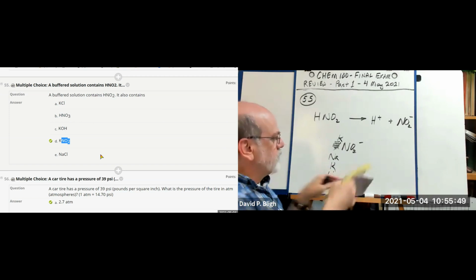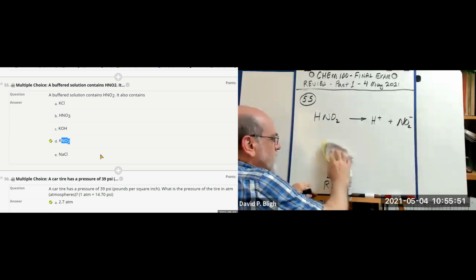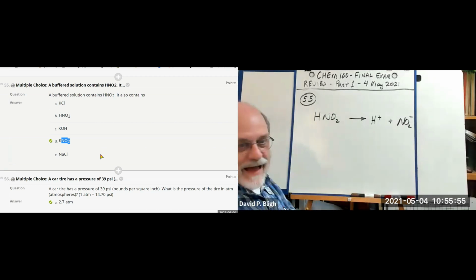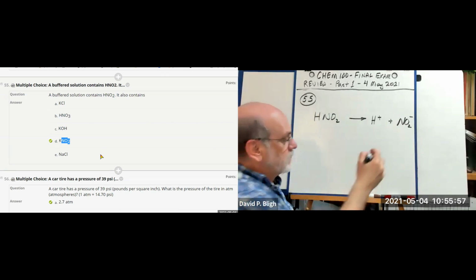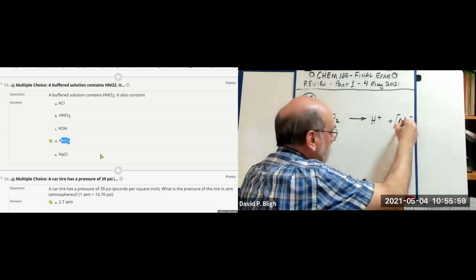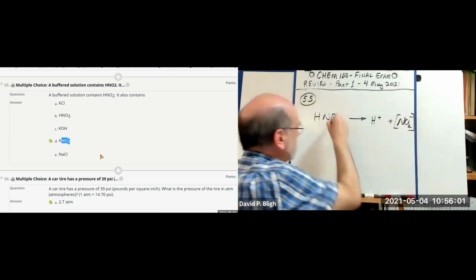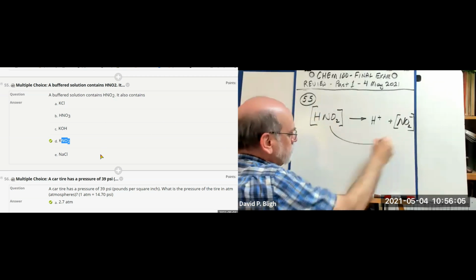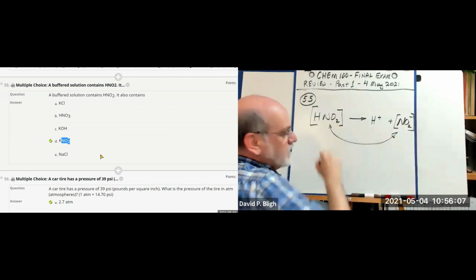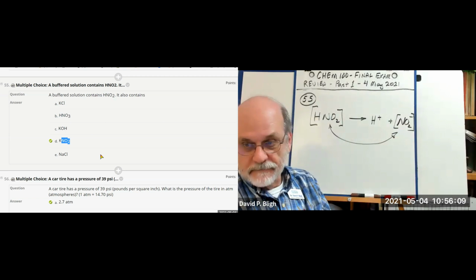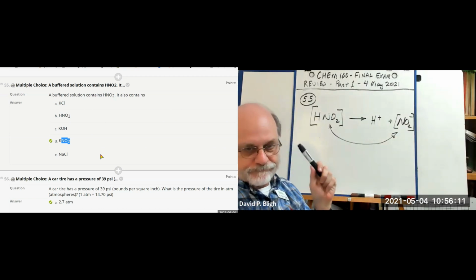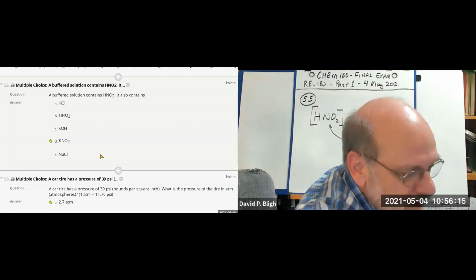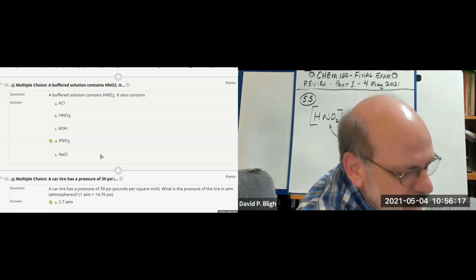So also, you remember what I said about the ideal buffer? The ideal buffer is where this one is equal to that one in concentration. Okay, that was 55. I'm going to skip this one.